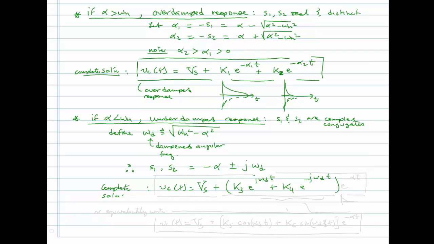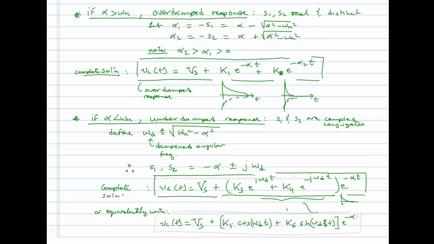Before, I think I used C and D for the constants. And then this is times e to the minus alpha t. So this term decays, and the sum of the other two is going to be some kind of sinusoidal. This is one form, but we can equivalently write Vc of t equal to Vs plus, say, K5 cosine omega d t plus K6 sine omega d t, times e to the minus alpha t.